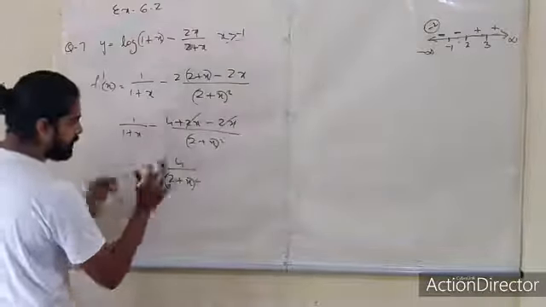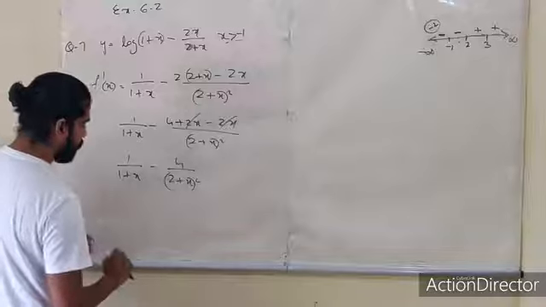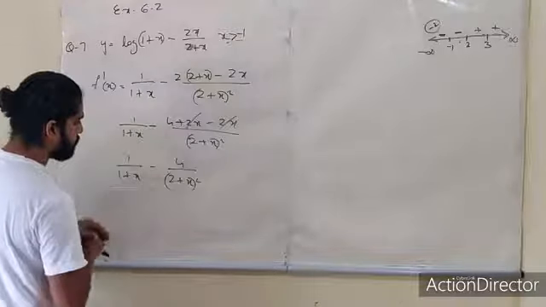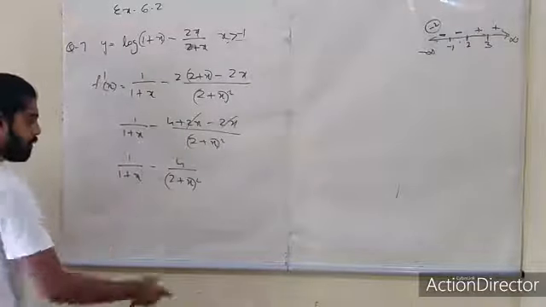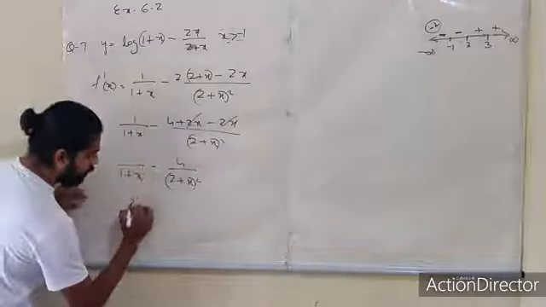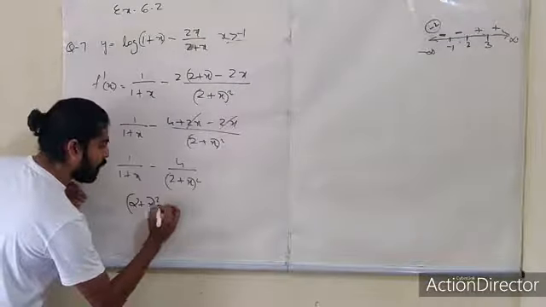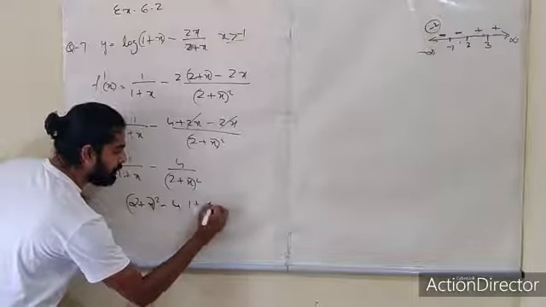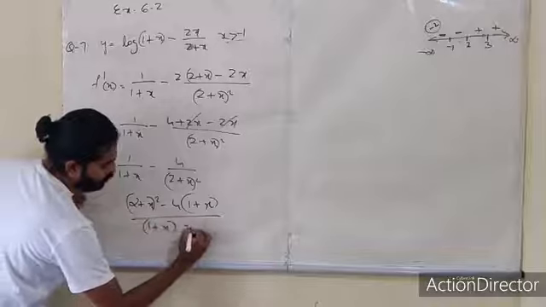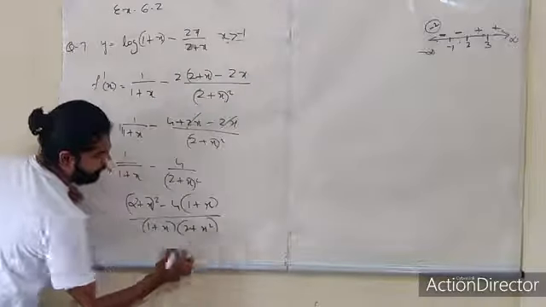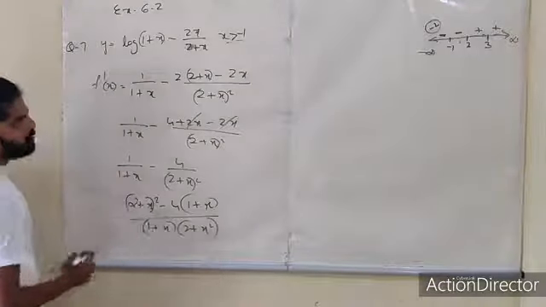Just by saying this, we can't say this is greater than 0 or this is positive. Till now, it is not clear that this is always greater than 0. So we will simplify it again. Let us cross multiply: (2 + x) whole square minus 4 into (1 + x), divided by (1 + x) into (2 + x) whole square. Okay, let us expand (2 + x) whole square.